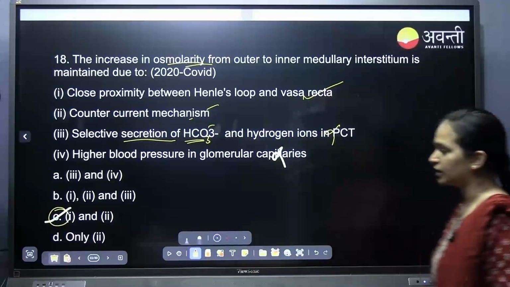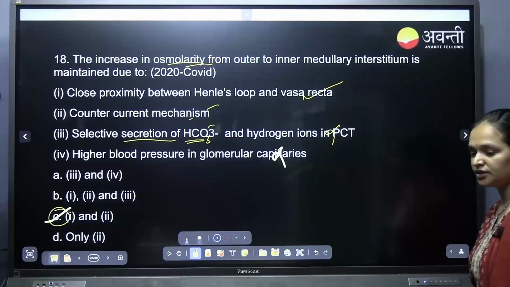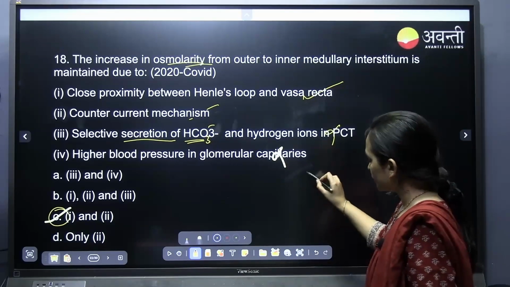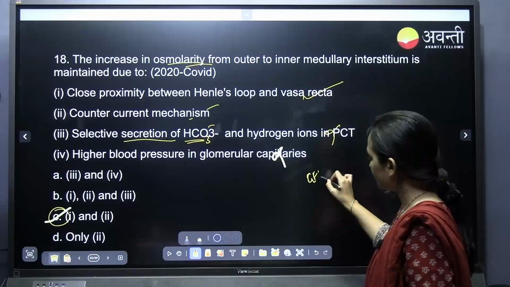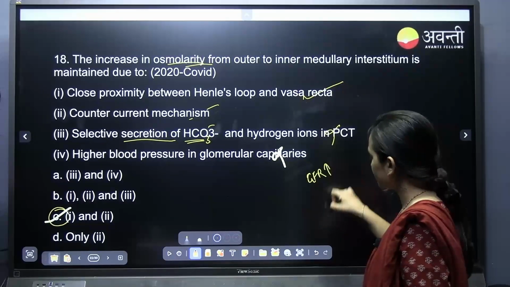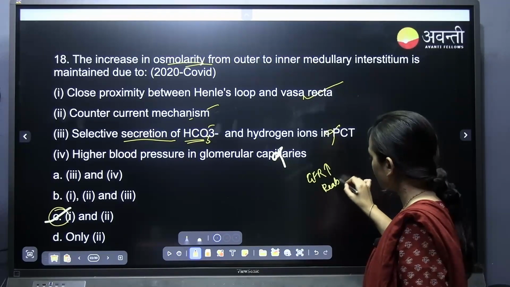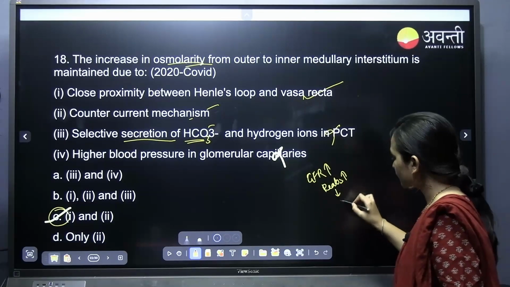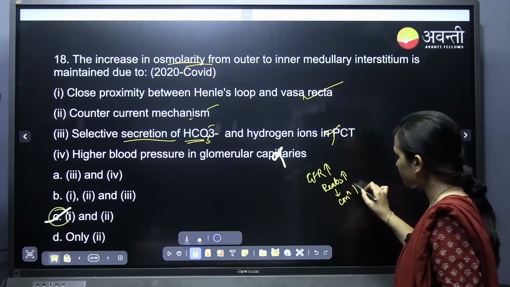Understood? Only 1 and 2 are correct. That is, C is the correct answer. High blood pressure in the glomerular capillaries increases the filtration, the GFR increases. When the GFR increases, reabsorption also increases. When reabsorption increases, anyway, the urine concentration increases.